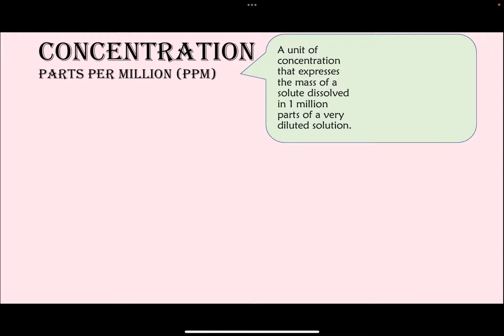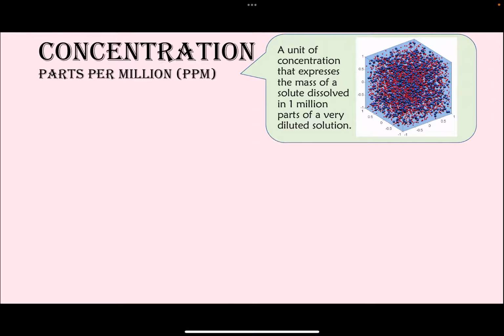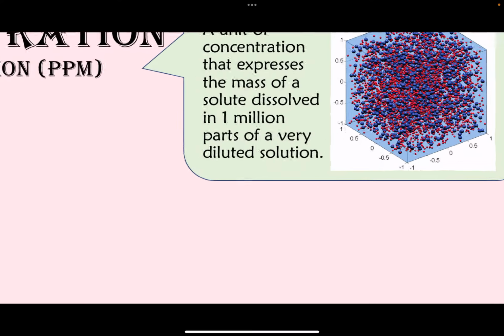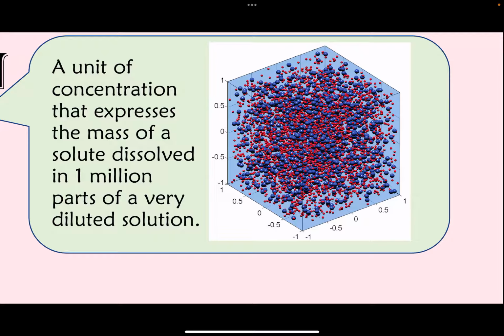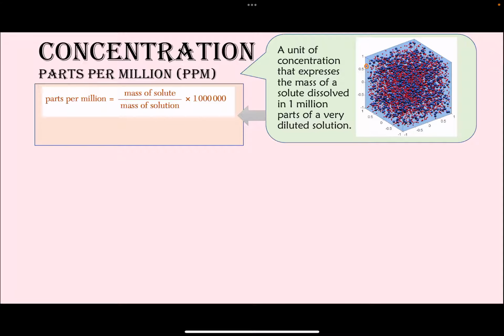So let's look at the second unit of concentration, which is parts per million. This is the unit that expresses the mass of the solute that we have dissolved in 1 million parts of a given solution. So think about this solution, and let's say we are looking at the million particles. So the ppm gives us the concentration of our solute, or the mass of our solute that we have in a millionth part of this solution. So maybe if we only focus on this one particle over there.